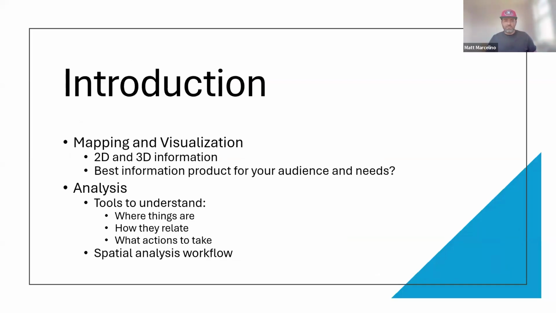So first off, like I said, we're going to talk about 2D and 3D information products that you can create using ArcGIS. And then we're going to also talk about how to identify and choose the best information products for your audience and your needs. ArcGIS also provides the tools to turn geographic data into information so that you can understand where things are, how they relate, and what actions to take.